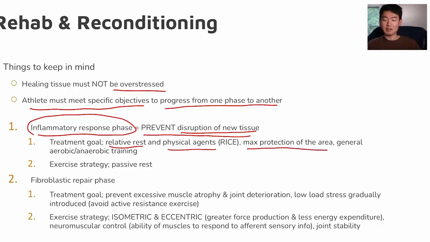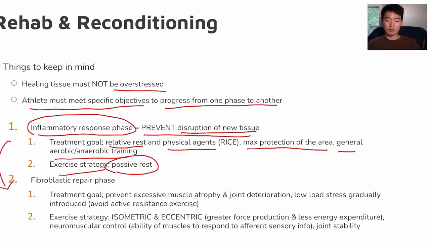Max protection of the area, like I said, safety is number 1 at this stage. So wearing something like a boot or a cast might be necessary. General aerobic and aerobic training. And then exercise strategy is, like I said, passive rest.